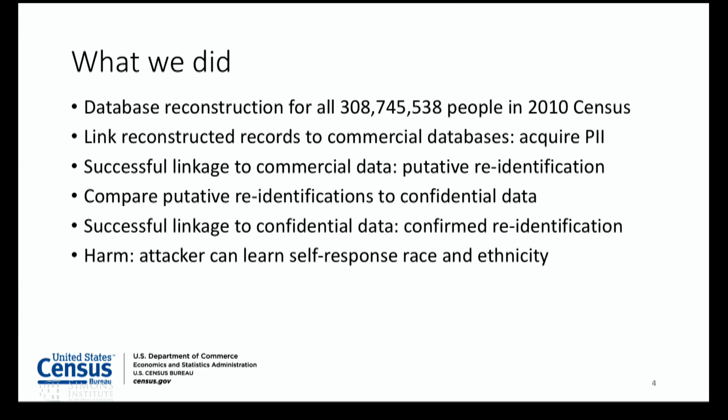person's name and address. We then took the complete record, not just the part we used for the re-identification attack, the complete record, name, address, block, sex, age, race, and ethnicity, and compared it to the truth. Right. So that's a confirmed re-identification when that happens. And the harm in that experiment is the self-response on race and ethnicity isn't available in any other database, neither commercial nor governmental. That's entirely internal to the Census Bureau. So you would learn the self-response on race and ethnicity exactly rather than statistically.